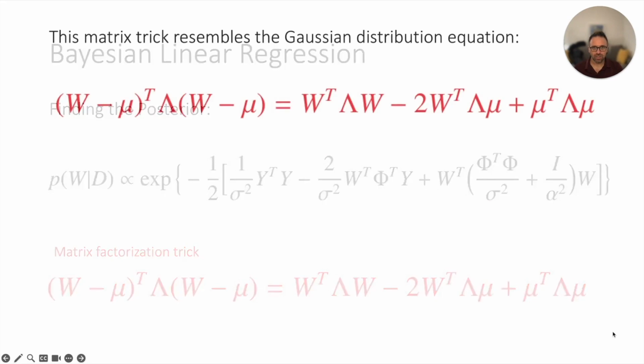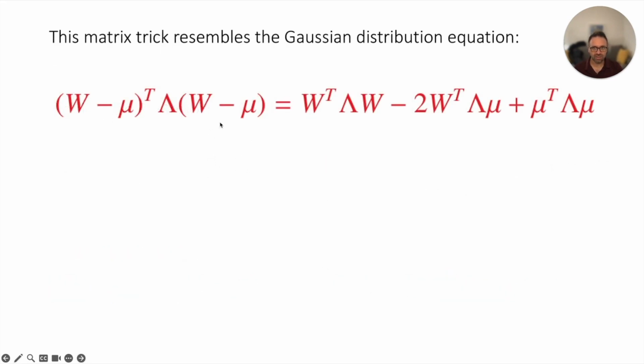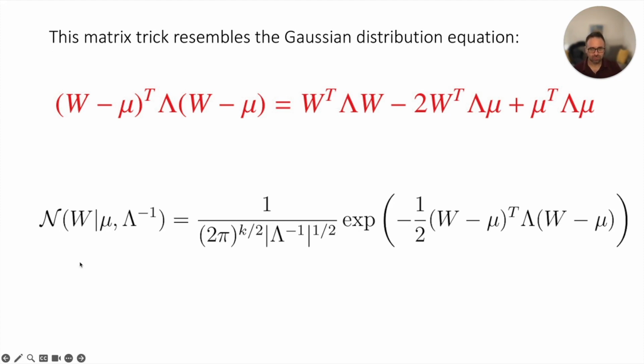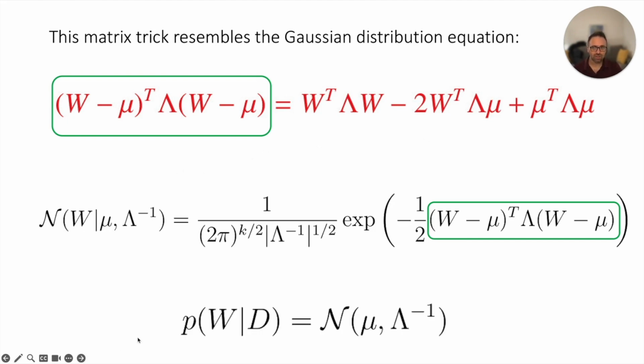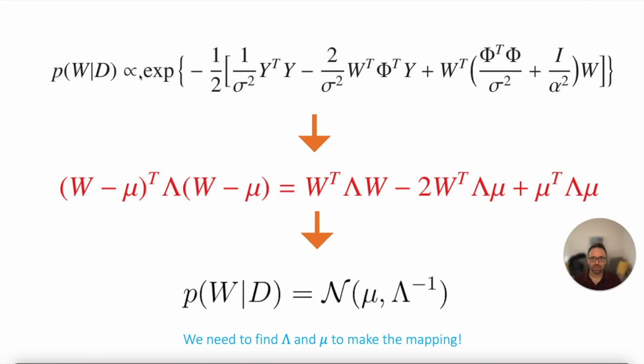Why? Because we know that if we have our product written this way, then for this equation, which is a generic normal distribution with these parameters, we can see that in the exponential part, we have exactly this product of matrices. If we can rewrite our current state of the posterior in this form, then we can conclude that our posterior is exactly a normal distribution with these parameters. So summarizing, we have the current equation for our posterior. We want to see how we can rewrite this equation in this form such that later we can conclude that our posterior is a normal distribution with these parameters. So at the end, we need to find lambda and mu such that this mapping is possible.